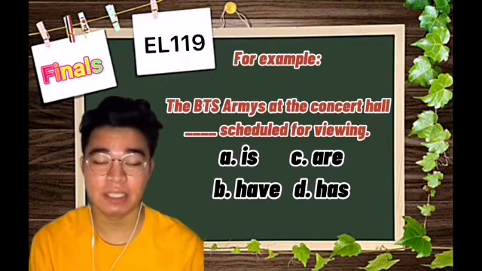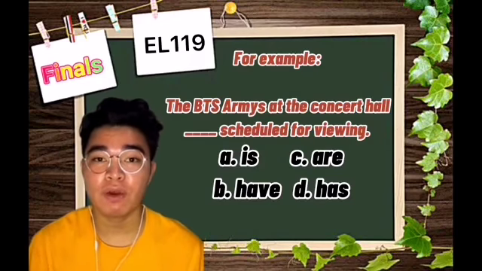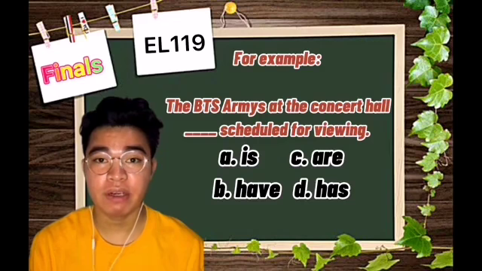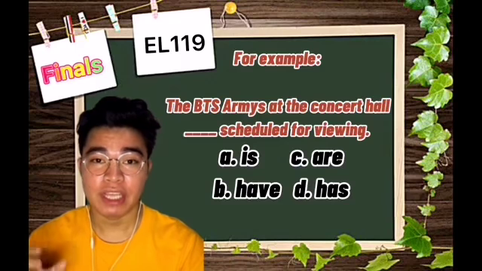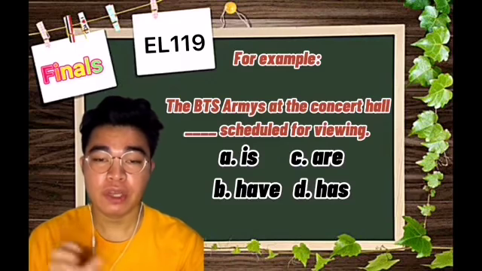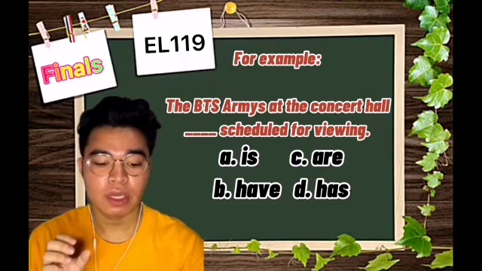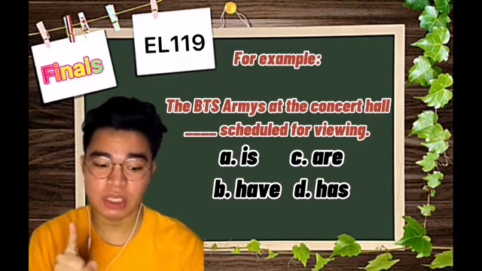Let us analyze the given sentence. BTS armies, if you are familiar with BTS, is what they call their fans. BTS armies is the subject and it is a plural subject. The prepositional phrase here is at the concert hall. This is the confusing part. First, BTS armies is plural. Next, concert hall, we only have one, which is singular.